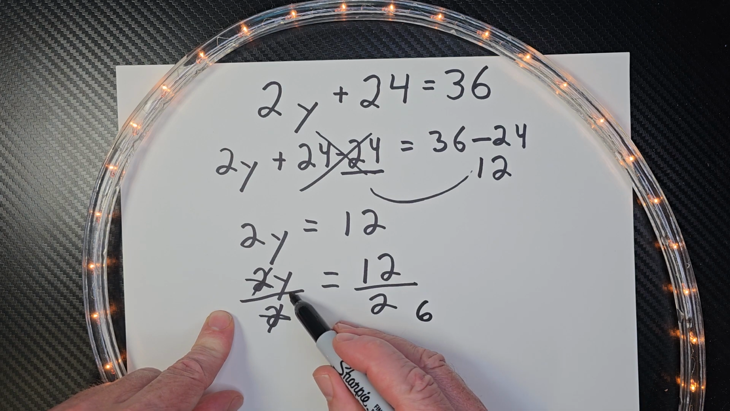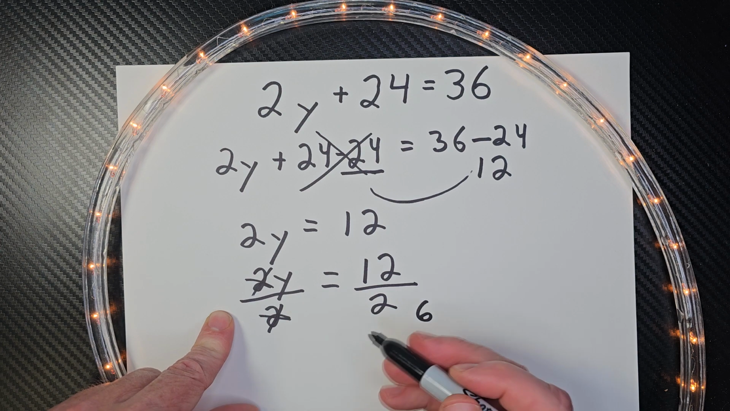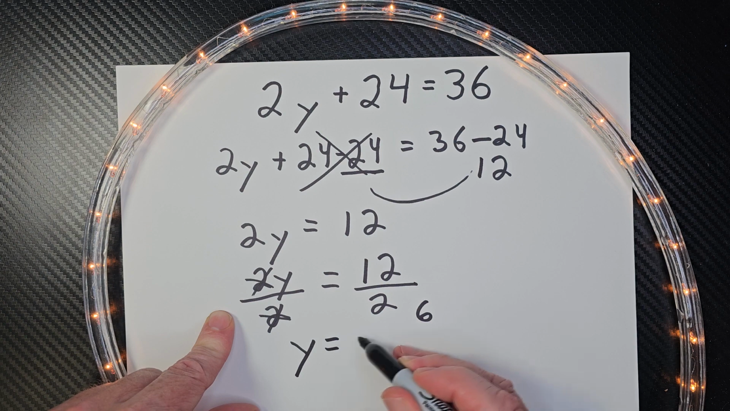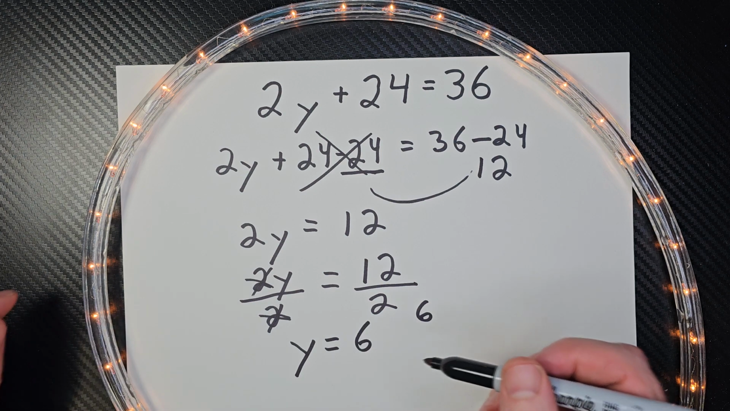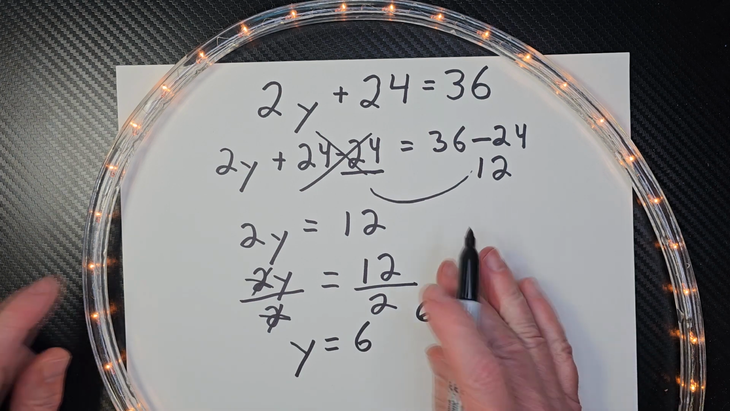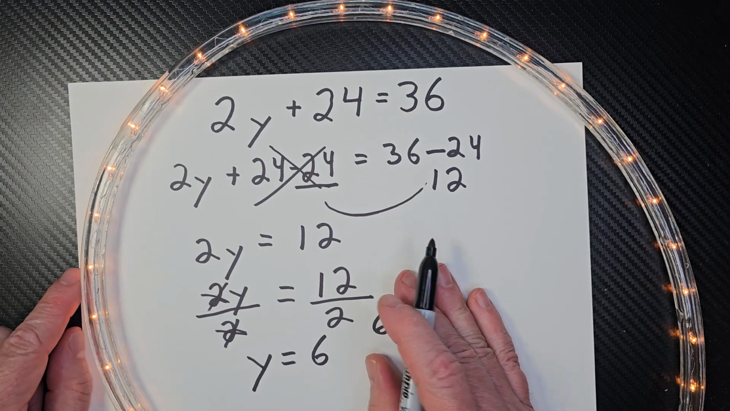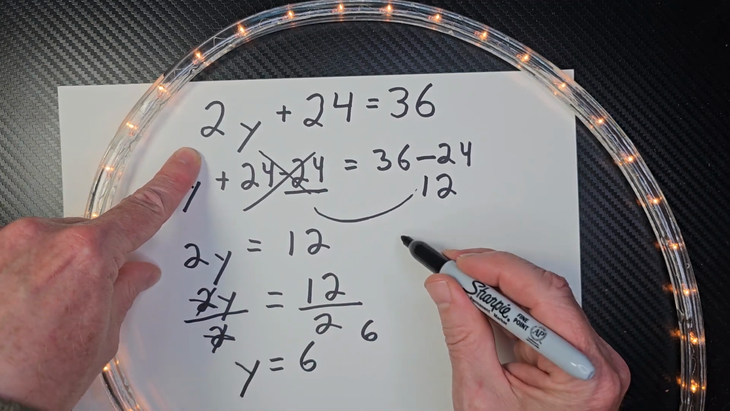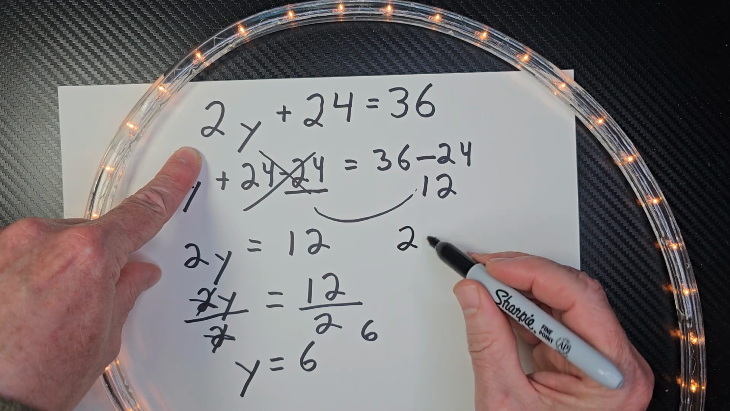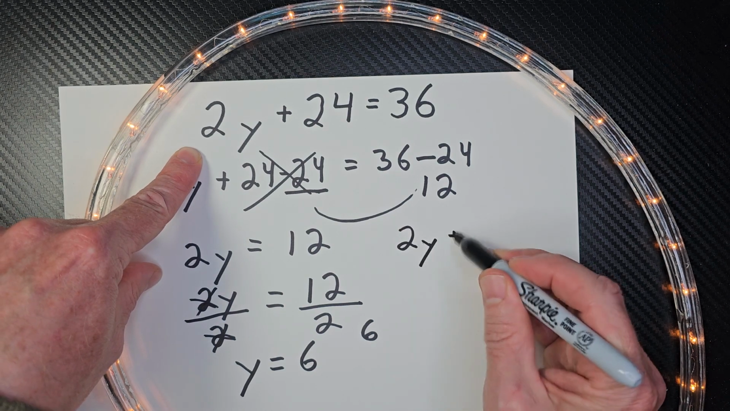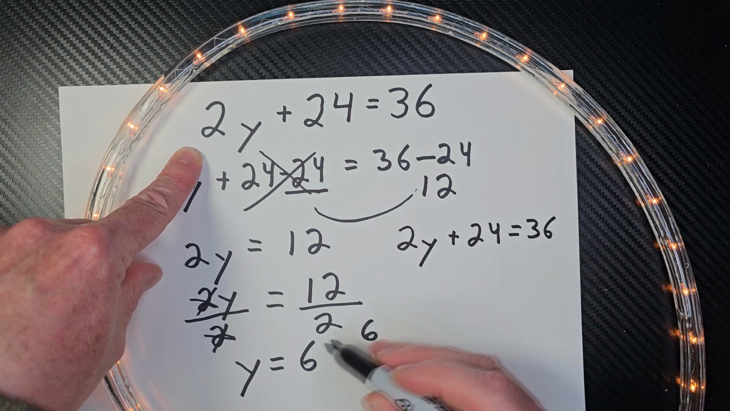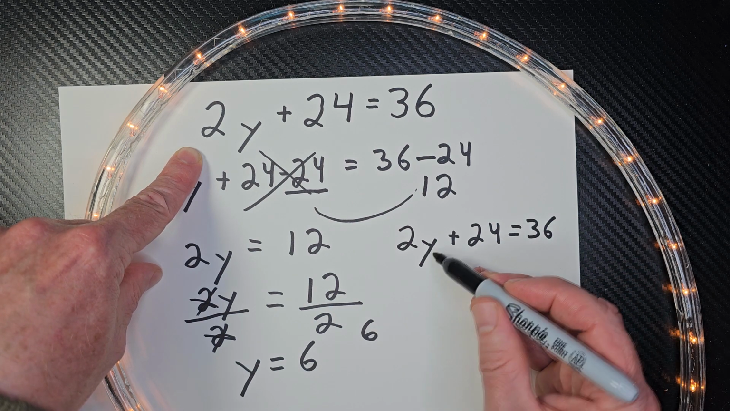So now I have y all by itself. Yay! I'm by myself again. So then I have y equals 6. And you're like, okay, I'm not sure if that's right. Well, let's go ahead and just put that into our formula. So I have, right here is 2y plus 24 equals 36. And we're going to put 6 in place of the y.